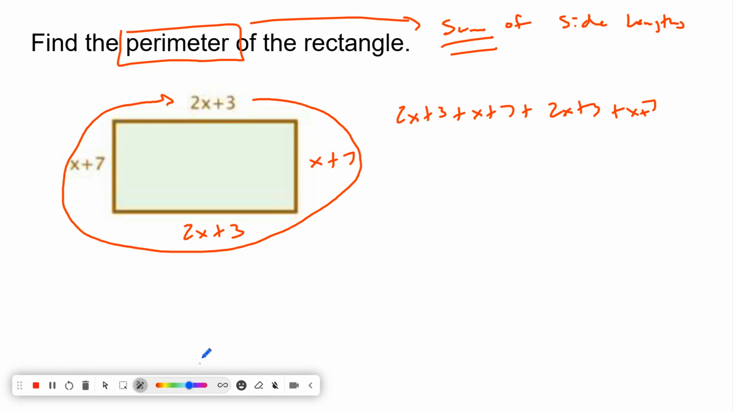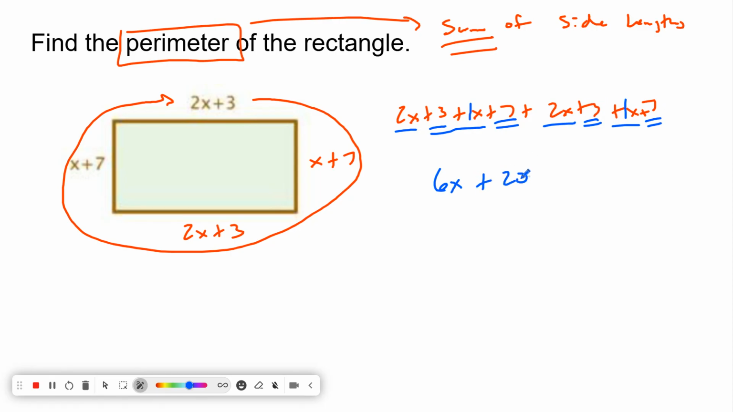And now we're going to combine like terms. There are no x squared terms. I do see 1, 2, 3, 4 x terms though. Now these plus x's are just plus 1 x's. So we have 2, plus 1 is 3, plus 2 is 5, plus 1 is 6. So we have 6 x's. And then we have 1, 2, 3, 4 constants. 3 and 7 is 10, plus 3 is 13, plus 7 is 20.